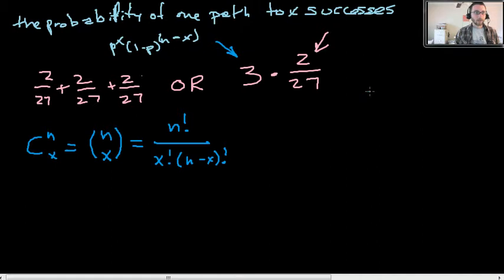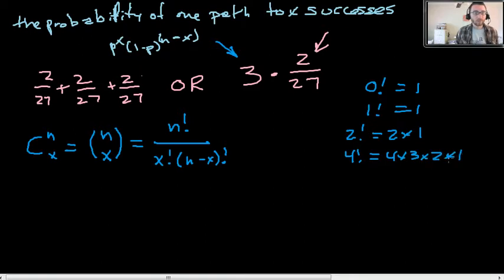factorials, real quick, just a refresher. 0 factorial equals 1. 1 factorial equals 1. Every other factorial equals the number multiplied by itself and then every other number, right? Or 2 times 1, for example. 4 factorial equals 4 times 3 times 2 times 1. 7 factorial equals 7 times 6 times ... times 2 times 1, right? All the way down. So that's how factorials work.